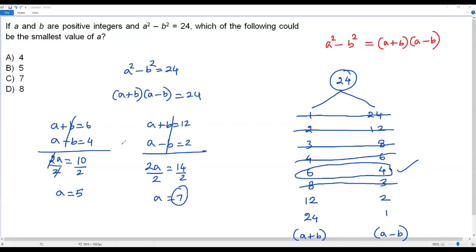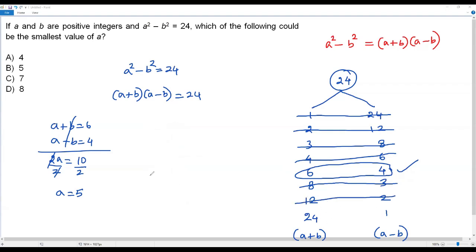So it satisfies the condition we have over here, that A is a positive integer, but the question targets the smallest value of A. So already we got a value for A using the pair of factors 6 and 4. I got A equals 5. So even though I'm getting a positive integer for A over here with the factors 12 and 2, this 7 is greater than the value I already got. So our aim is to get the smallest value of A. Since this 7 is greater than the first value we got for A, we can reject this one also. Let me erase the work I've done over here. So we can reject this pair also.